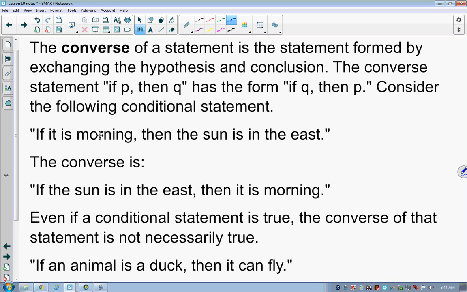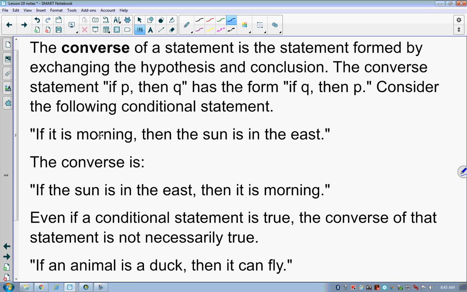Converse is just the flip. You move it to opposite ends. So we could go back to our original statement where we said if an animal has 4 legs, then it is a horse, right? Which isn't necessarily true. And the converse of it would be if an animal is a horse, then it has 4 legs. That's really a better statement. In fact, the converse of that statement wouldn't necessarily be true.